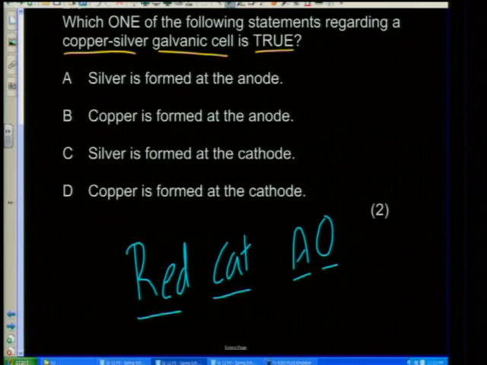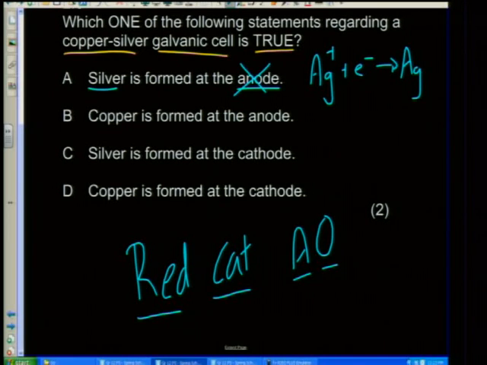So if I look at the reaction, I'm going to say silver. I know from when I looked at the table, silver gains electrons to form silver metal. That's not the anode reaction. So that one can't be true. This will happen at the cathode. Reduction happens at the cathode. Copper is formed at the anode.